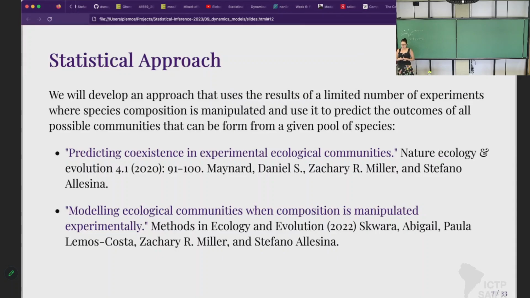The approach that we're going to develop today was initially done by Dan Maynard, a former postdoc in Stefano's lab. That was the initial approach, and then we explored it in a paper that came out last year. So what we're going to do is develop this approach that uses a limited number of experiments, where species composition is manipulated, kind of like what we have with BEF, biodiversity ecosystem functioning experiments. And from this, we want to predict outcomes of experiments that we haven't performed yet.